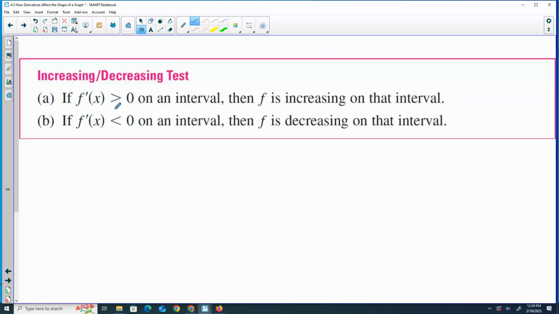So if the derivative is greater than 0, the function is increasing. And if the derivative is less than 0, then f is decreasing. So those are the little boxes out to the side for you to fill in.